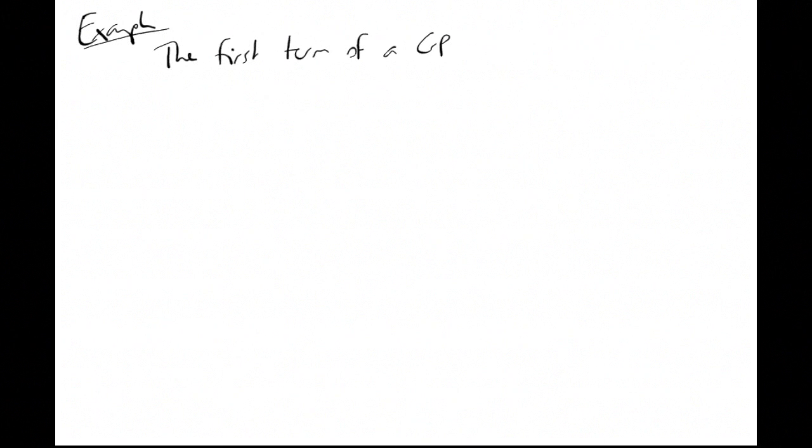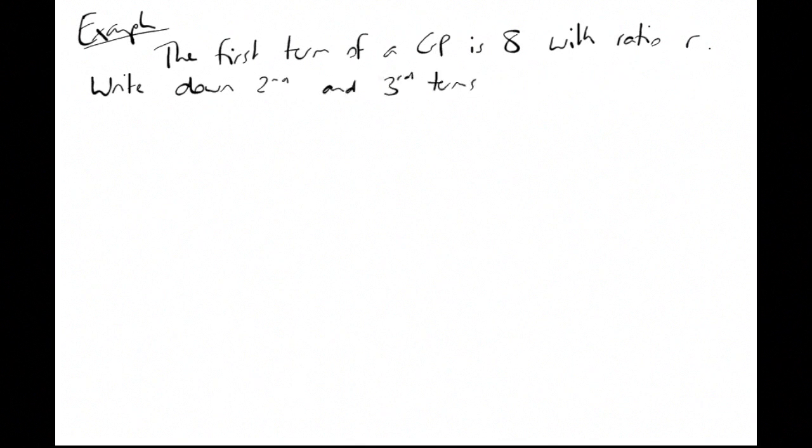Look at an example. The first term of the GP is 8 with ratio R. Write down the second and third terms. Well, if the first term is 8, and what you're timesing it by each time is R, the second term is just going to be 8R, and the third term is just going to be 8R times R, which is 8R squared.